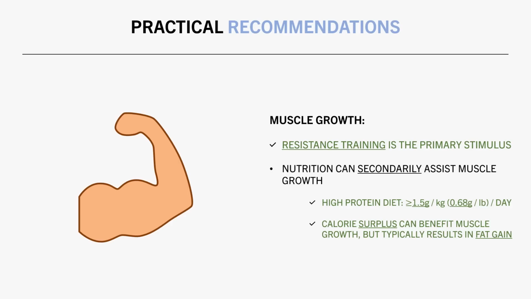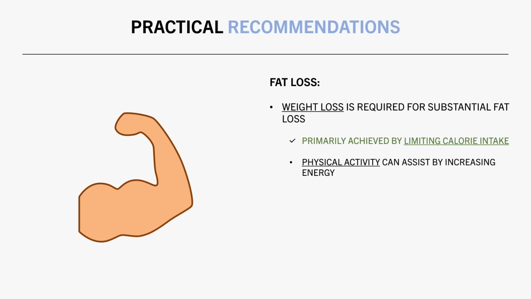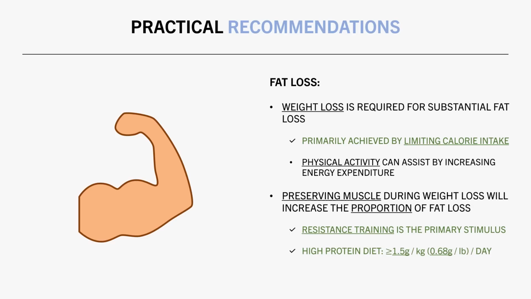For fat loss, weight loss needs to be achieved for substantial fat loss to occur. This should primarily be achieved via limiting calorie intake, but a moderate to high level of physical activity can secondarily assist this. Furthermore, to maximize fat loss, we need to try and preserve as much muscle mass as possible during the weight loss process. Similar to muscle growth, resistance training is going to be the most effective way to preserve muscle mass. And secondarily, a high protein intake of at least 1.5 grams per kilogram per day, as well as losing weight at no more than around 0.5 to 1% of body weight per week, depending on your body fat levels, can improve muscle preservation.